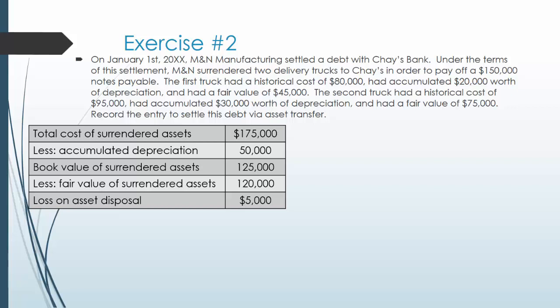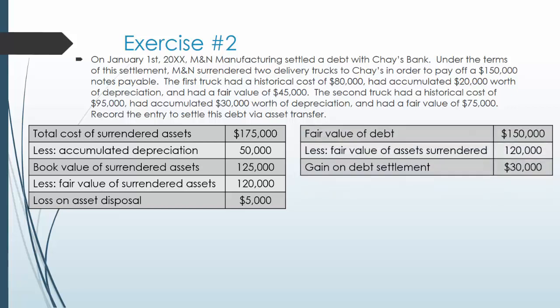But Chase Bank doesn't care what our books say. They're going to look into Kelley Blue Book and see these trucks are only worth $120,000. So we're getting $5,000 less value for exchanging these trucks or surrendering these trucks than our books say we should, which means we need to record that as a loss on asset disposal.